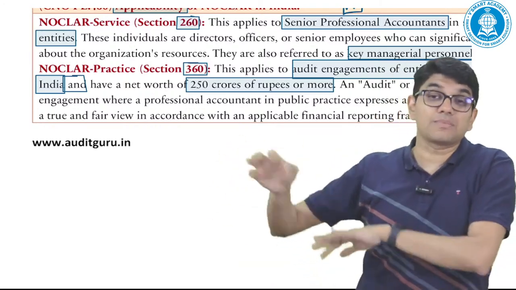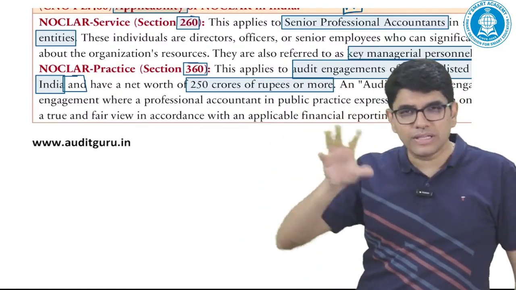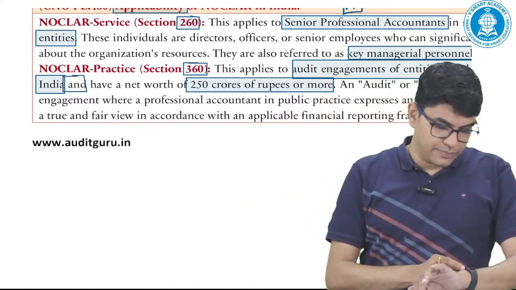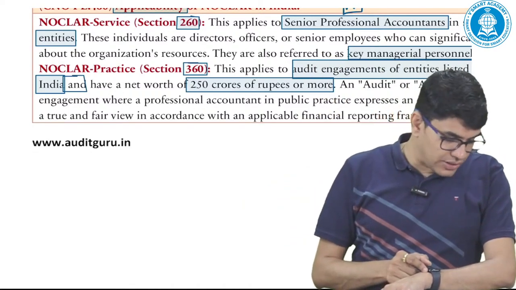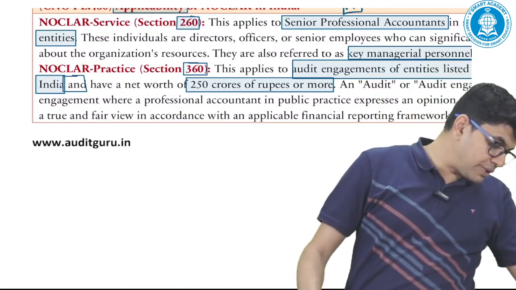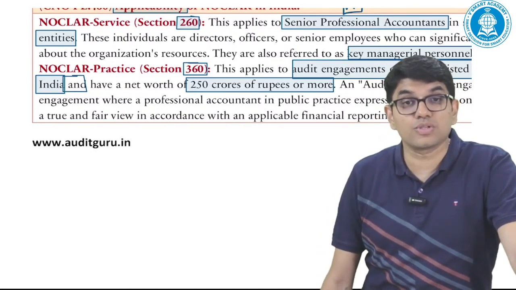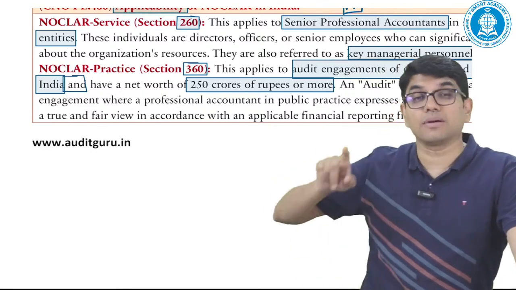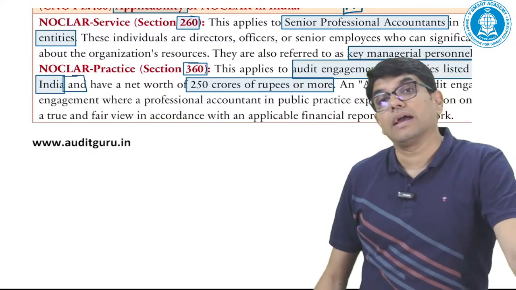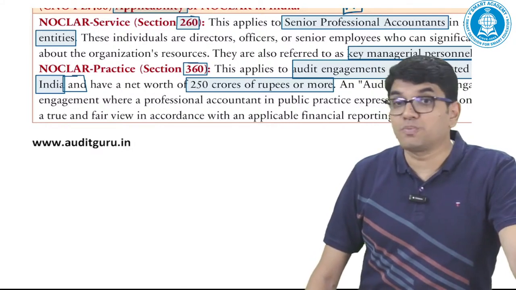And if a junior has worked and a senior comes and checks the work, that is also called review. So review has two meanings. Here when I talk about review right now, it's a review engagement. So if you are doing audit of a listed company, then will NOCLAR get applicable? Yes, if net worth is 250 crores or more. But if you're doing review of such a company, NOCLAR will not get applicable. Okay. So it's only audit assignments as of today. And then, next people will again get confused.